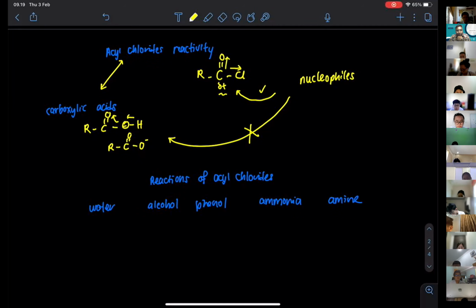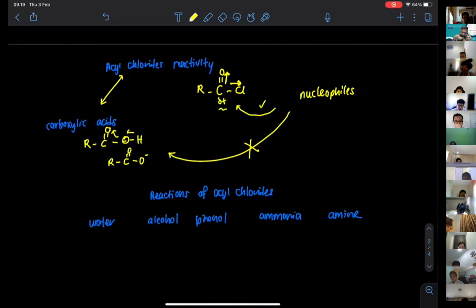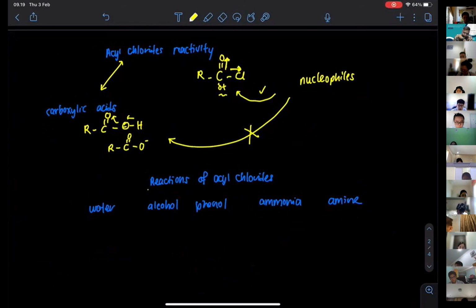If you want to explain more, because of the withdrawal of the electrons towards the oxygen, towards the Cl, that is going to make the carbon become more partially positive. That will be available for the attack of the nucleophiles. That is going to be the answer. Now the reactions of acyl chlorides. The reactions of acyl chlorides, we have five reactions actually, but in total we have 4 if you combine the alcohol and phenol together.